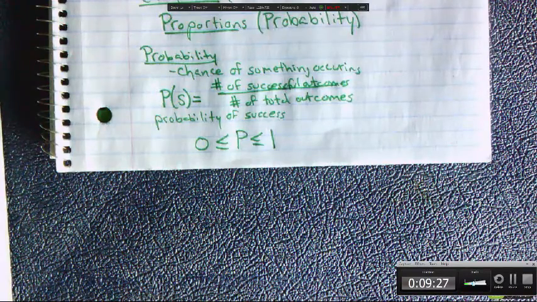If you were to say 100, that means the probability of something happening is not 100. The chances of it happening is 100 what? Percent. Okay?